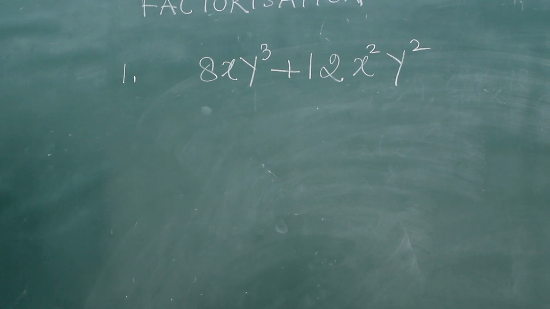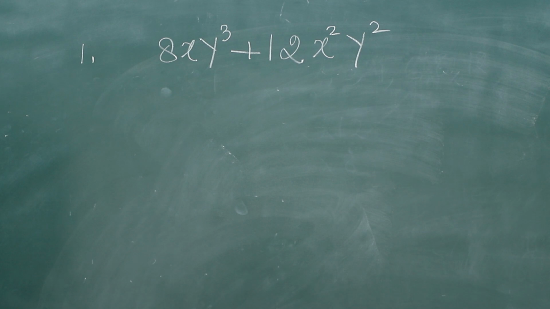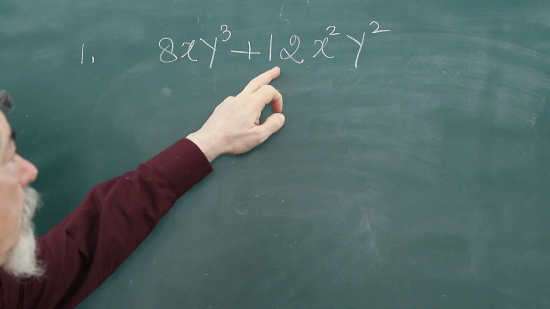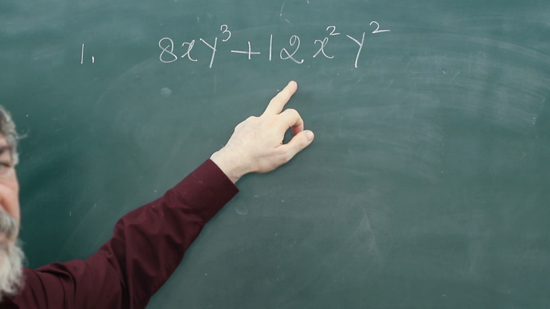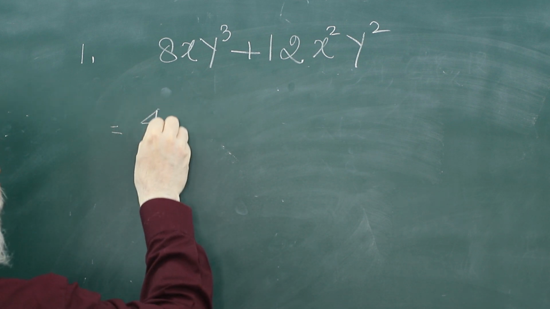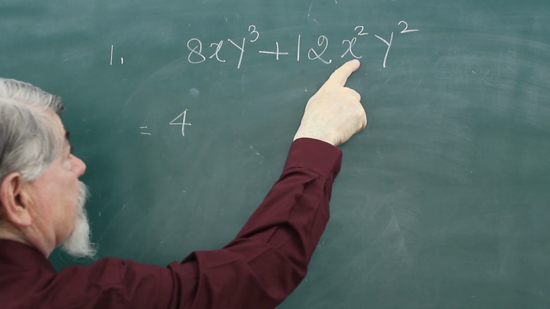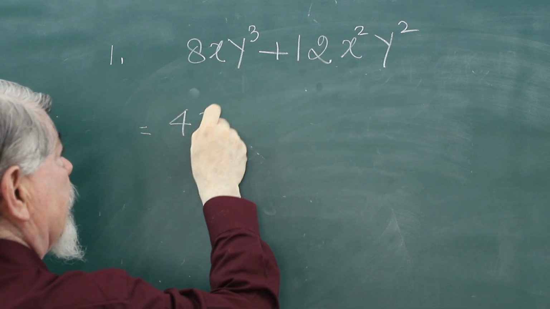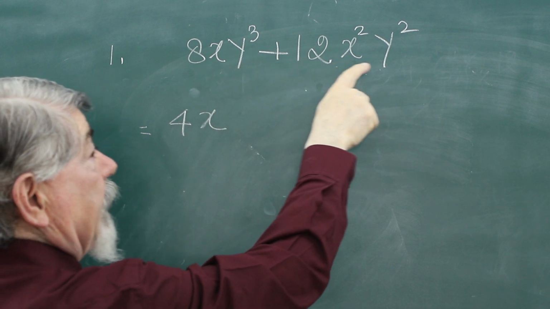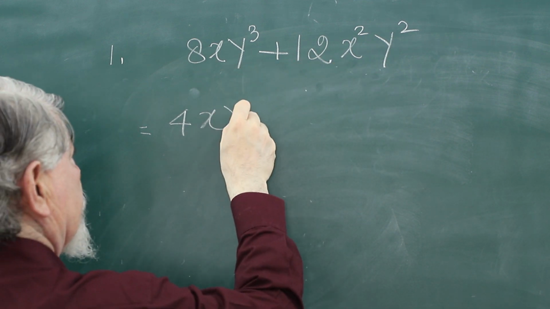Factorize this. So out of 8 and 12, what is common? 8 has got factors. I mean, the highest common factor will be 4. 4 2s are 8, 4 3s are 12. So I will take 4 as a common out of 8 and 12. Out of x and x square, I cannot take x square common. I'll take only x common. Out of y cube and y square, I'll take y to the power 2 common.